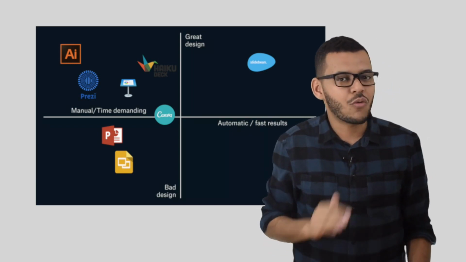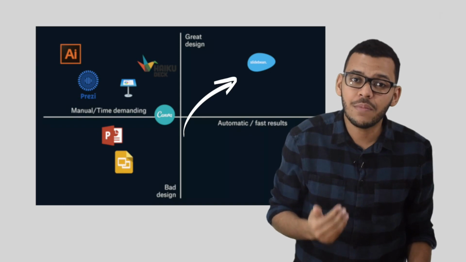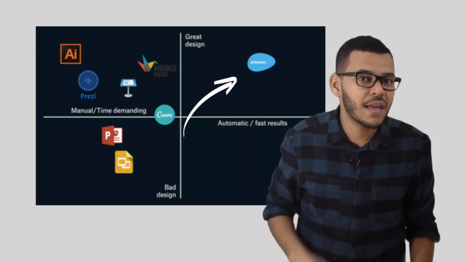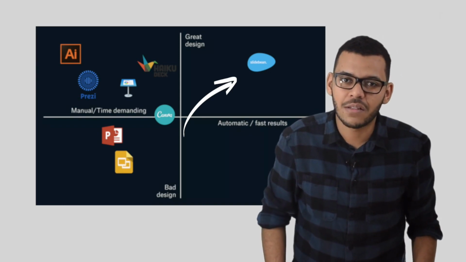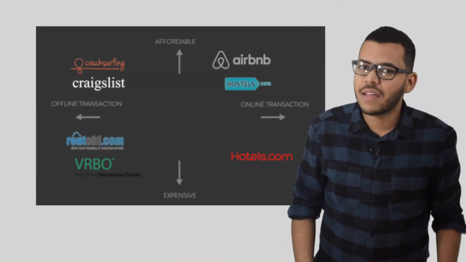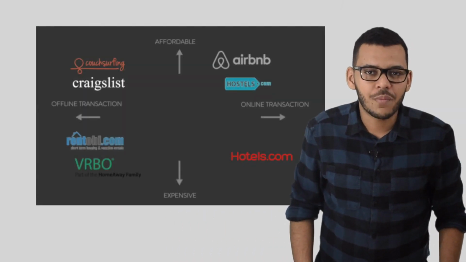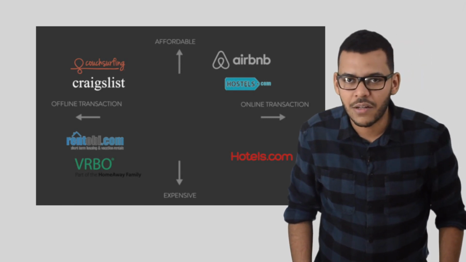Slidebean's niche is right here, where high quality meets efficiency. And with this diagram, it's easy to see how it stands apart. Now that you understand how these work, take a look at the Airbnb deck. In this case, their axes are affordability and offline versus online transactions.